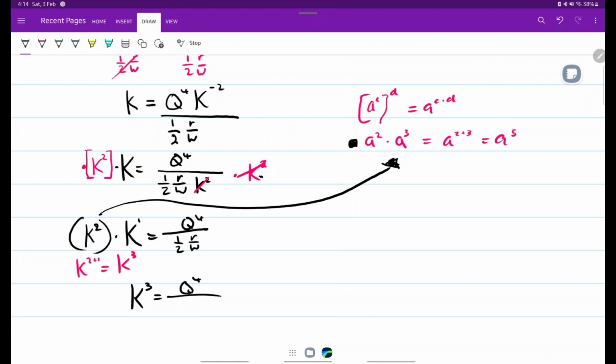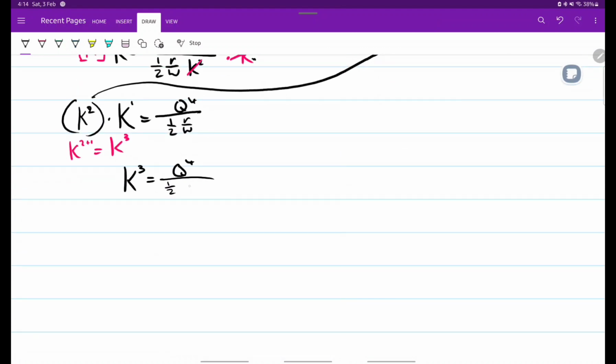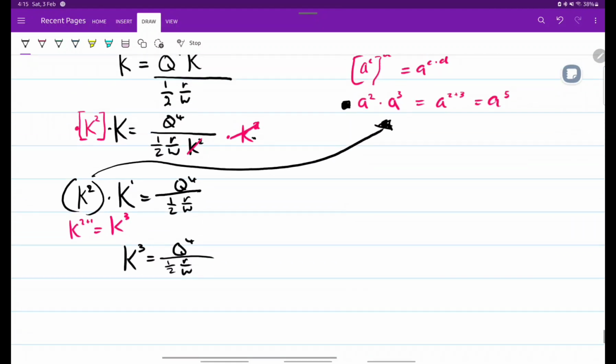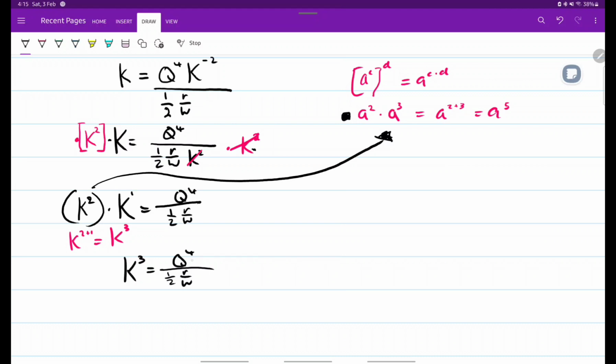This isn't scripted, by the way. I'm kind of just going through this, which is why it seems so shoddy. R over W. Okay, we still have two exponents. What in the world are we going to do?